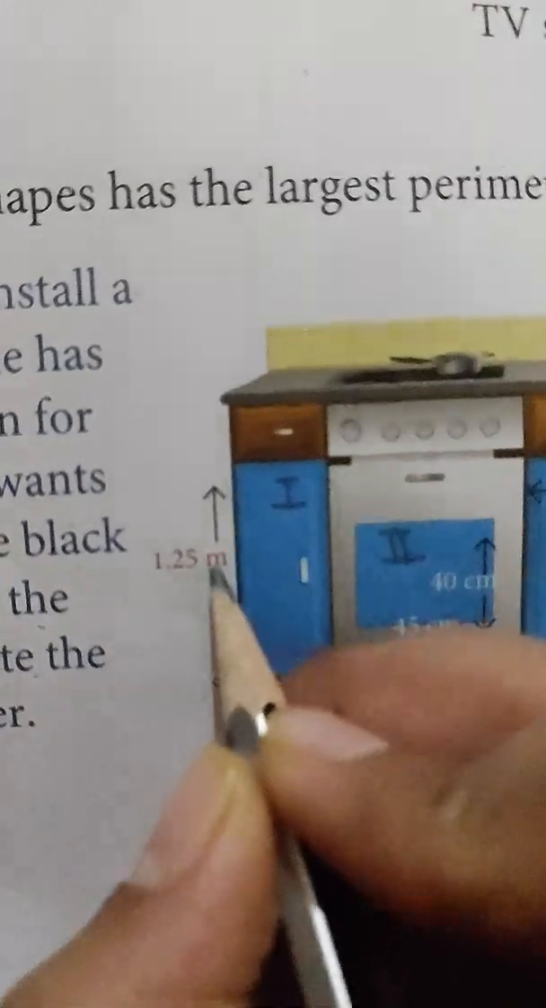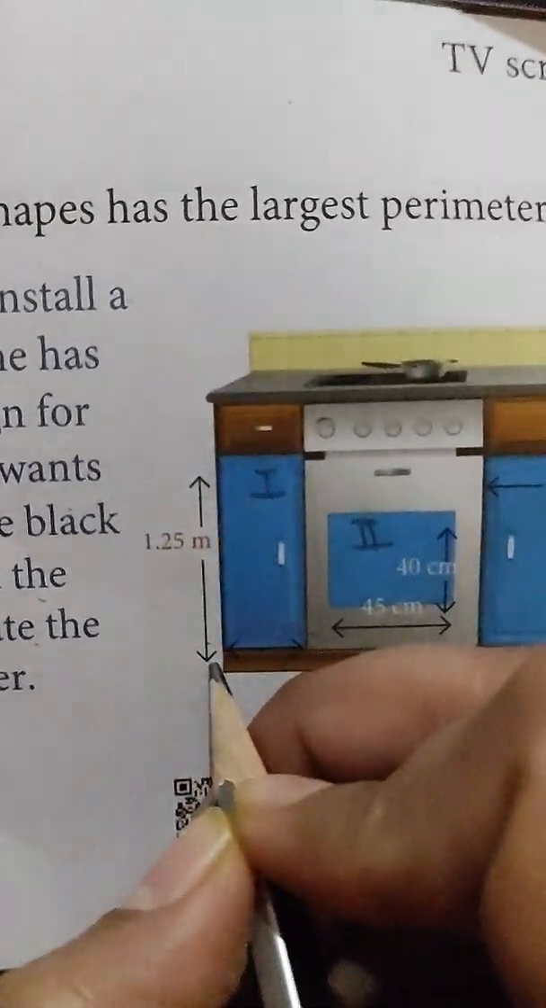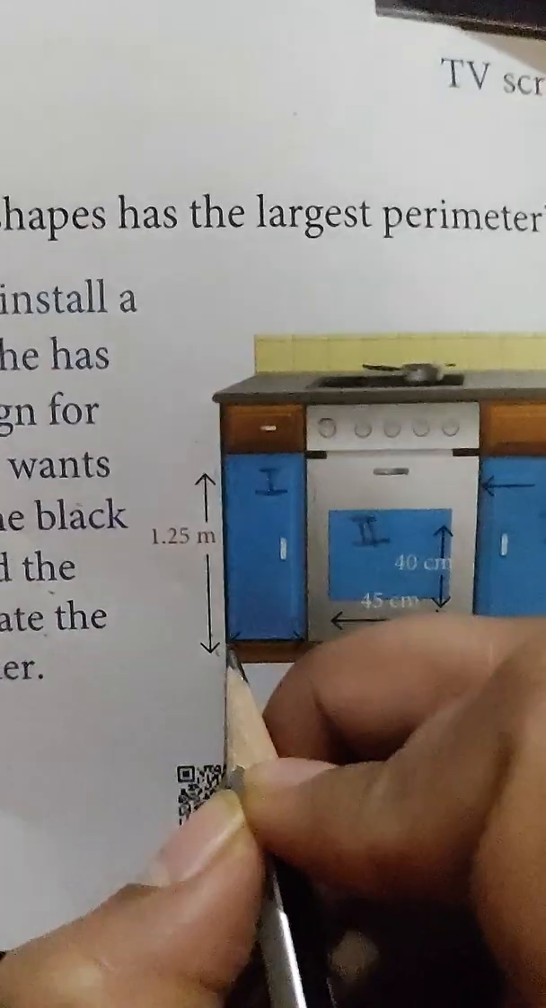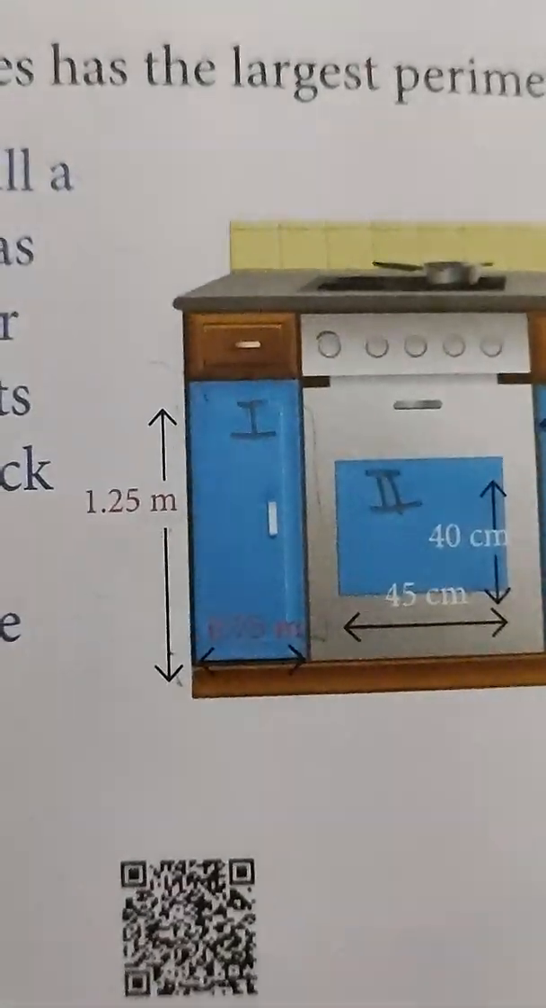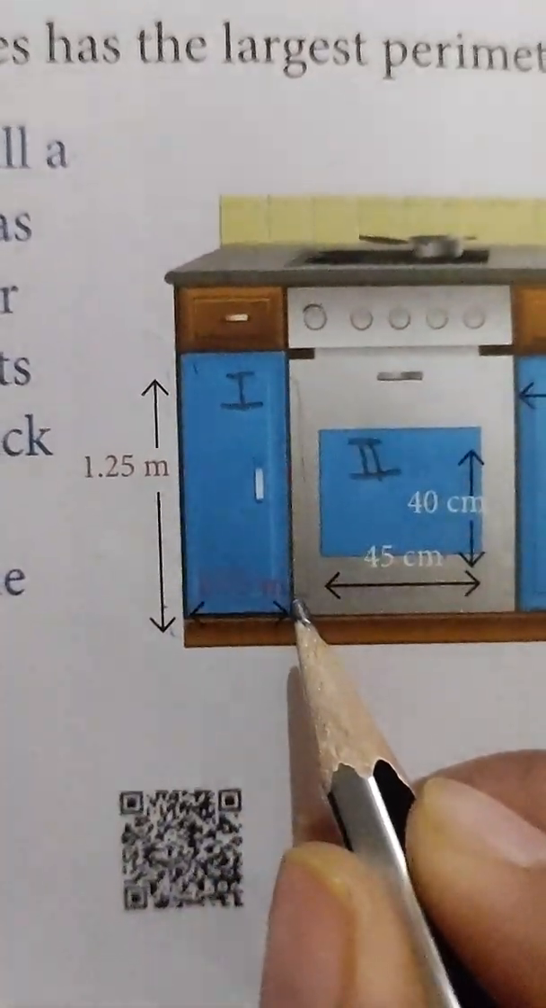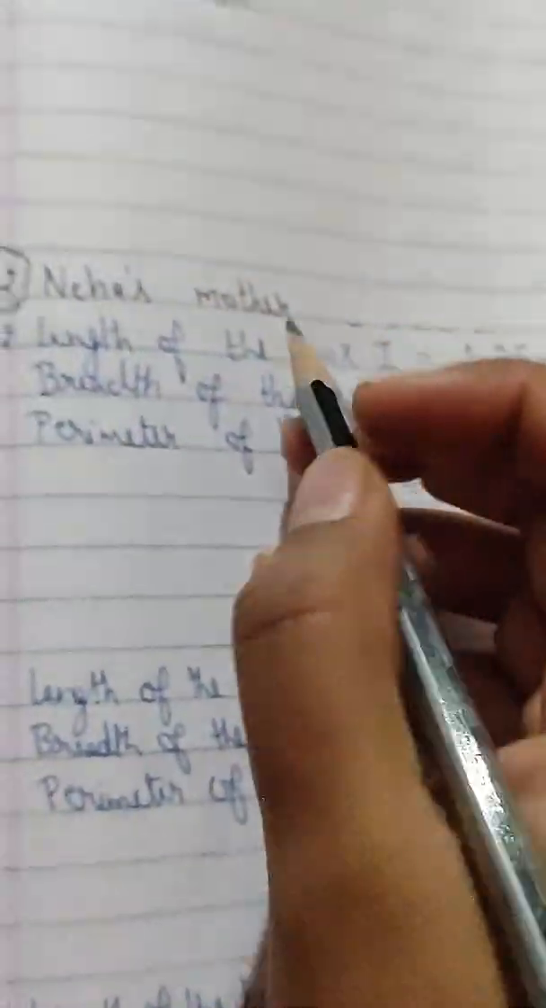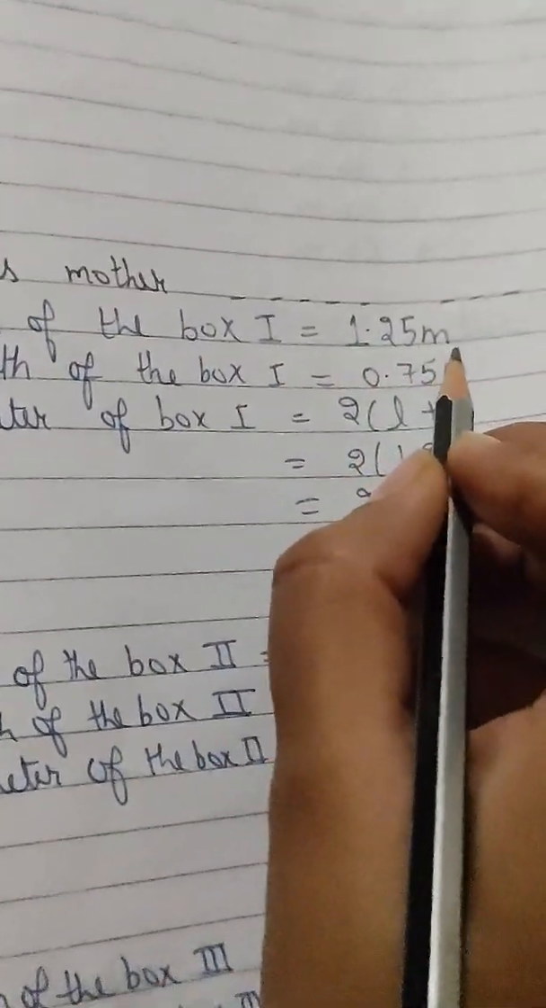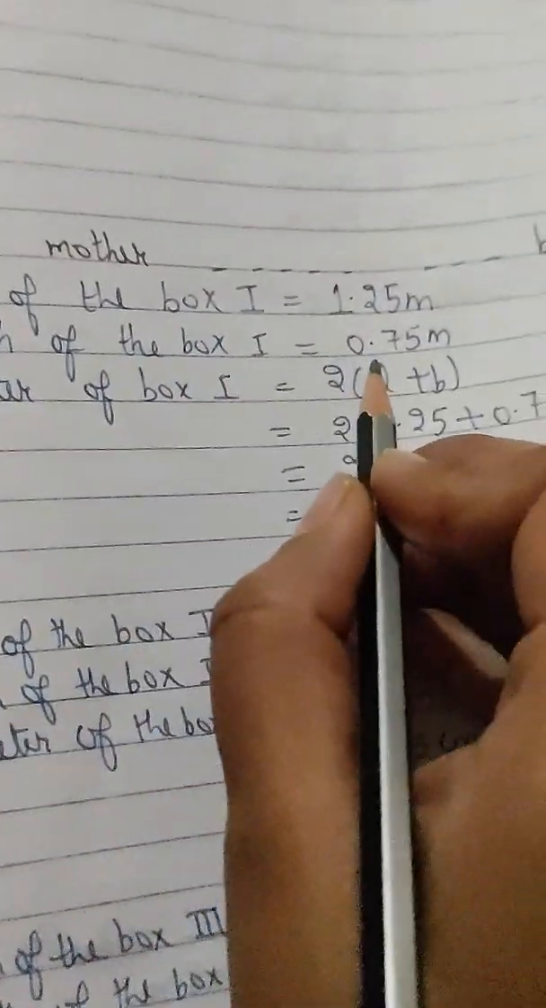So first one is given, this is your breadth, this one is length, 1.25 meters, and this one, it will not be clear to you people, let me show it. It is not clear in the book, but it is 0.75 meters. Okay, here you can look at 0.75 meters. So now first, like this I have written, length of box first is 1.25 meters, breadth of box first is 0.75 meters.